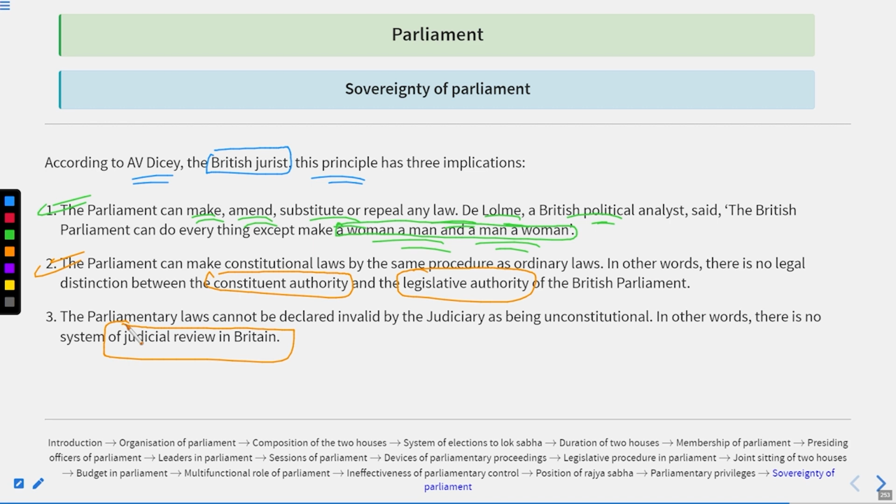This is the process. But in Britain, there is no written constitution. Then how could the judiciary take a written copy of the constitution, the principles and all? So that's why judicial review is not effectively working in Britain. There is no provision for it even. Got it?